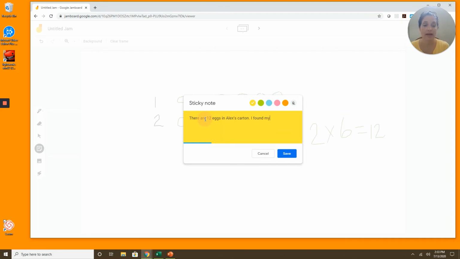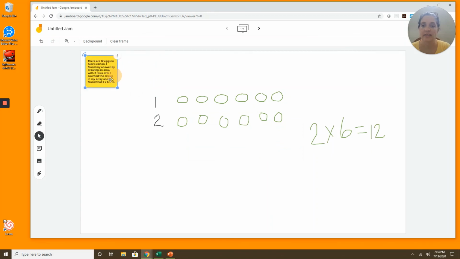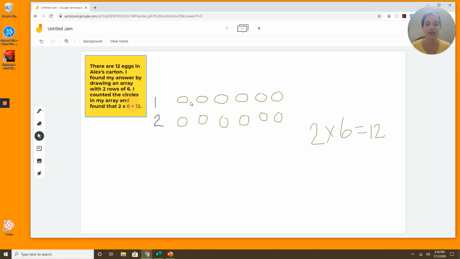I found my answer by drawing an array with two rows of six. I counted the circles in my array and found that 2 times 6 equals 12. So here we have a nice, long, juicy answer. And now I've completed the RDW, or read, draw, write process for answering.